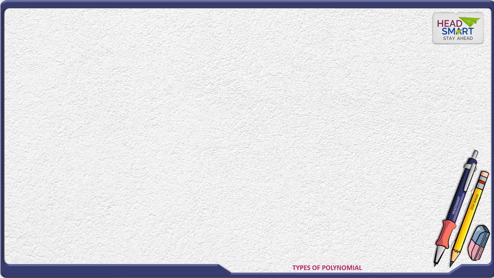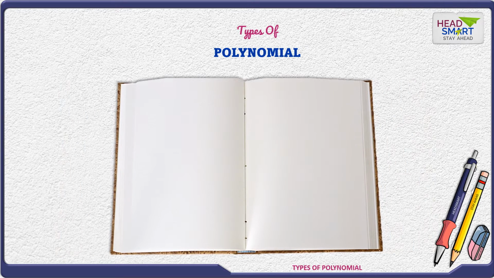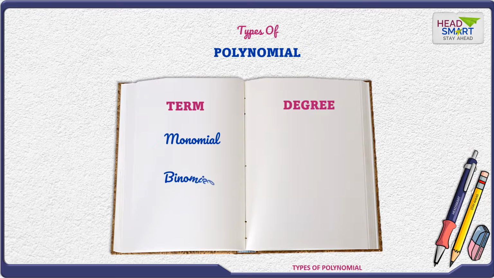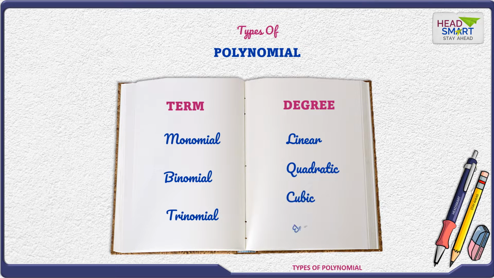In today's session, we will learn types of polynomial. We classify polynomials based on two components we already learned from previous session, term and degree. Based on number of terms, we classify polynomial as monomial, binomial and trinomial. Based on degree, we classify polynomial as linear, quadratic, cubic and biquadratic polynomial.